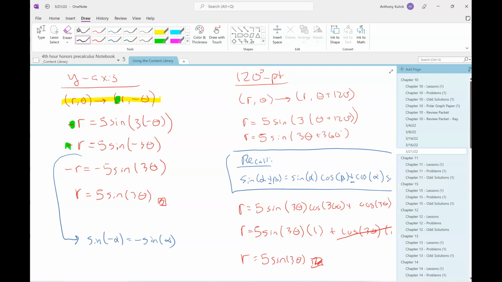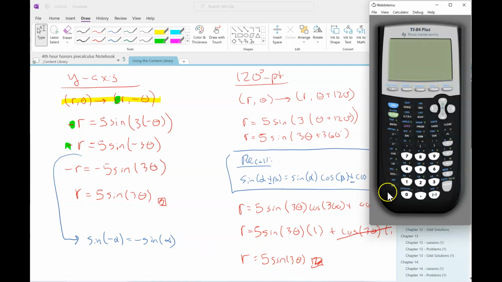Okay. Well, let's take a look at what this weird sine 5 3 theta looks like, right? It's going to have some kind of crazy symmetry to it. Is it 120 degree point symmetry? What the heck does that even mean? Let's do it. Take a look.